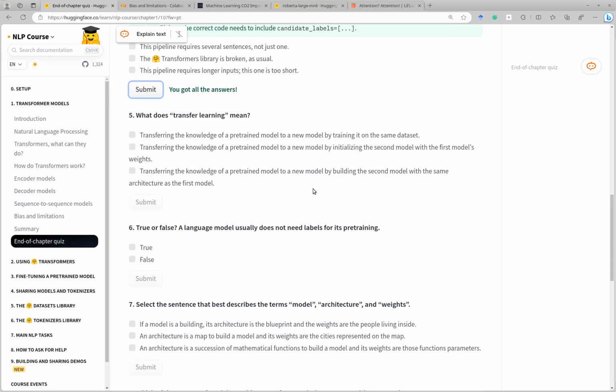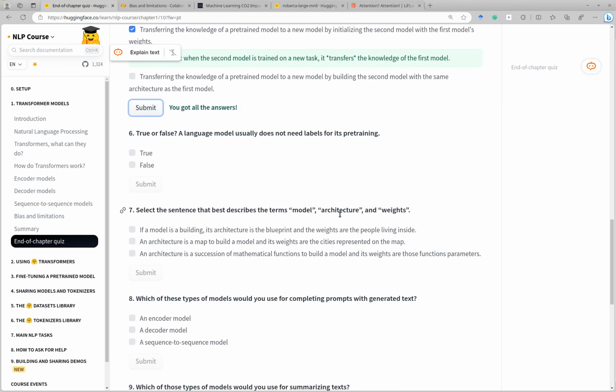What does transfer learning mean? Transferring the knowledge of a pre-trained model into a new model by training it on the same dataset? No. Transferring the knowledge of a pre-trained model to a new model by initializing the second model with the first model's weights? It seems to be correct. Transferring the knowledge by building the second model? No. So it's all about transferring the weights from the pre-trained model into our own model.